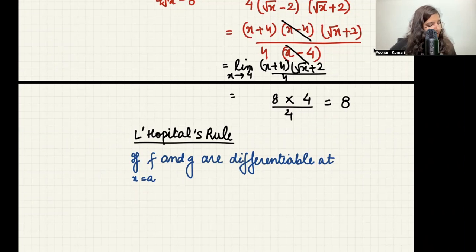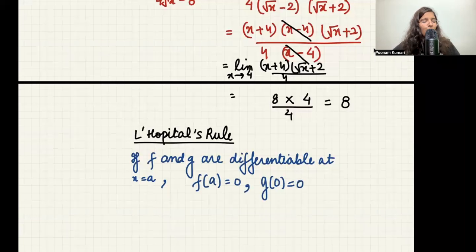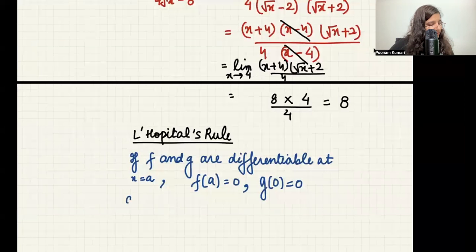Okay, and what is the condition that you have? That when you find f(a) value, you get 0, and you find g(a) value, you get 0, because L'Hopital's rule can only be applied when you have f(a) divided by g(a) that should be 0 by 0 form. Okay, if you have such a situation, then what happens? And there is one more thing that you have to be careful about.